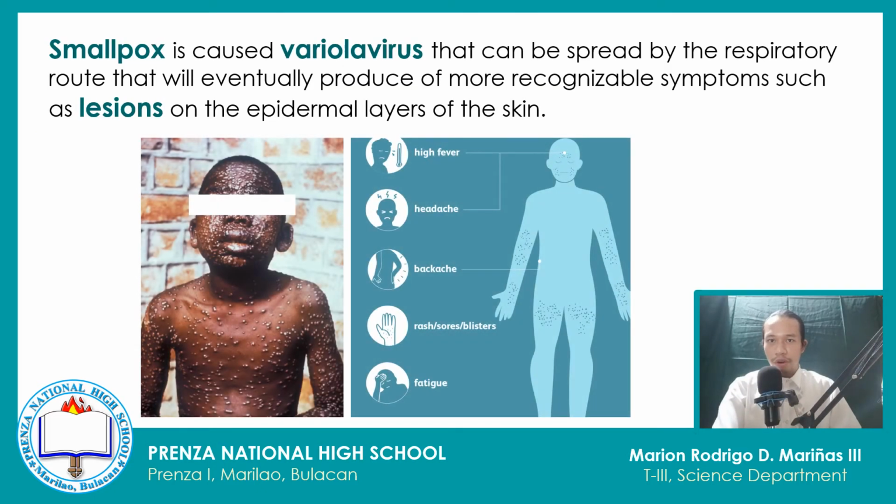Smallpox is caused by an orthopox virus known as variola virus. Transmitted by the respiratory route, the virus infects many internal organs before their eventual movement into the bloodstream. That leads to the infection of the skin and the production of more recognizable symptoms such as lesions on the epidermal layers of our skin.